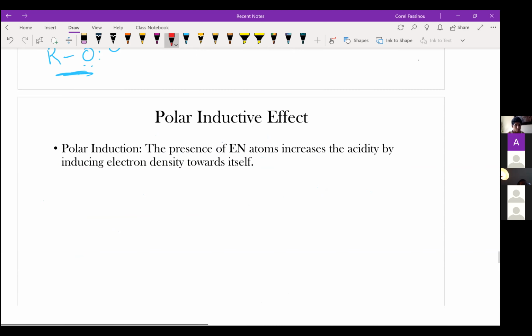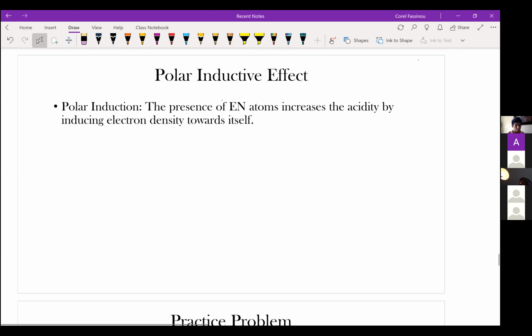And then the second to last concept that we have to think about to determine these acidities is going to be the polar inductive effect. This relates back to what we talked about previously, but essentially the presence of electronegative atoms increases the acidity by inducing electron density towards itself. So let's think about what that means.